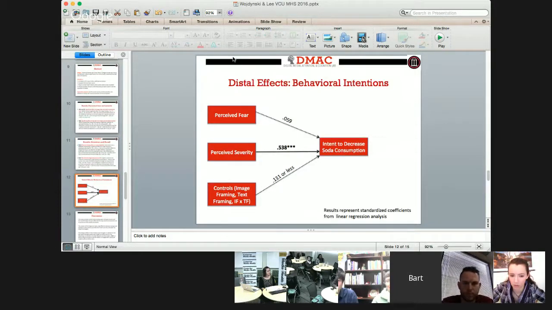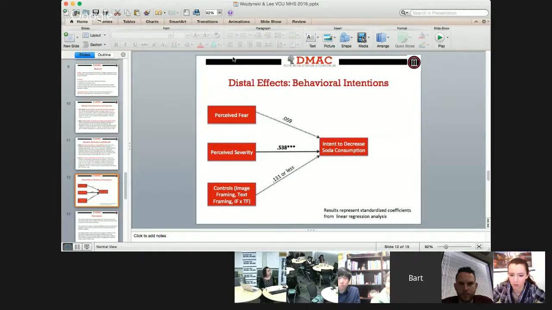Lastly, we looked at the effects of these 2 pathways, perceived fear and perceived severity, obviously controlling for our IVs as well, on intent to decrease soda consumption. And we did this analysis straight up, and we also did it with a covariate, their existing diet soda consumption. The results were more or less the same. So here it is presented without the covariate. Having a greater perceived fear of consequences didn't actually have any relationship to decreasing soda consumption, but perceiving the consequences of diet soda consumption as more severe actually did have a strong effect.